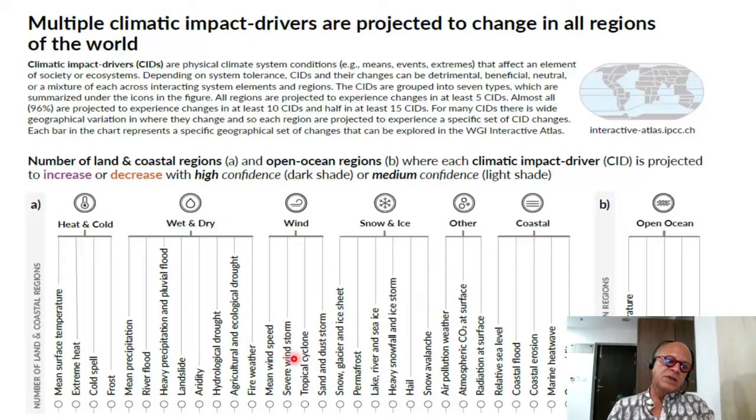So wind includes mean wind speed, severe windstorm, tropical cyclones, sand and dust storms. Snow and ice: you have snow, glacier and ice sheet, permafrost, lake, river and sea ice, heavy snowfall and ice storm, hail and snow avalanches. Other, as I already mentioned, coastal includes relative sea level, so that's land versus ocean, coastal floods, coastal erosion, marine heat waves, ocean acidity. So under extremes, I didn't include marine heat waves.